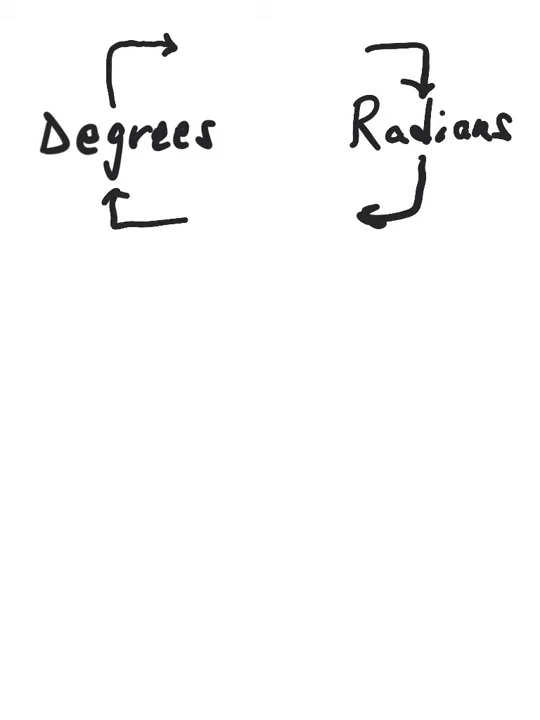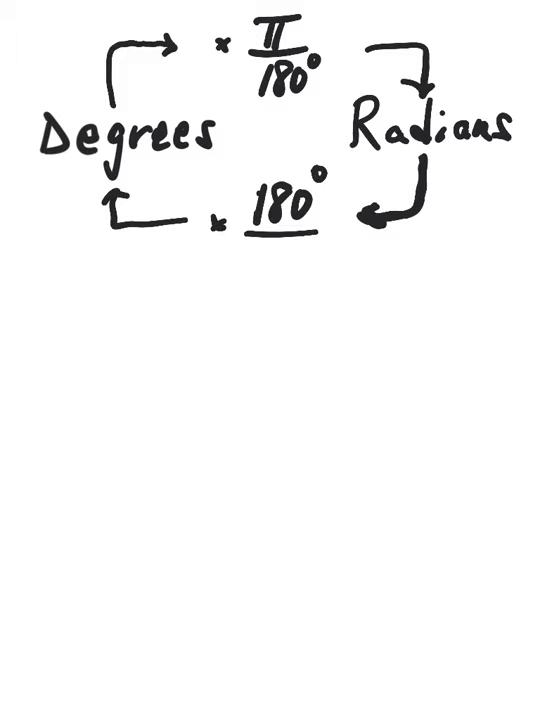To go from degrees to radians, you're going to multiply by pi over 180. To go from radians back to degrees, multiply by the reciprocal, 180 over pi. The reason this is your conversion is, let's think of a unit circle where it has a radius of 1.